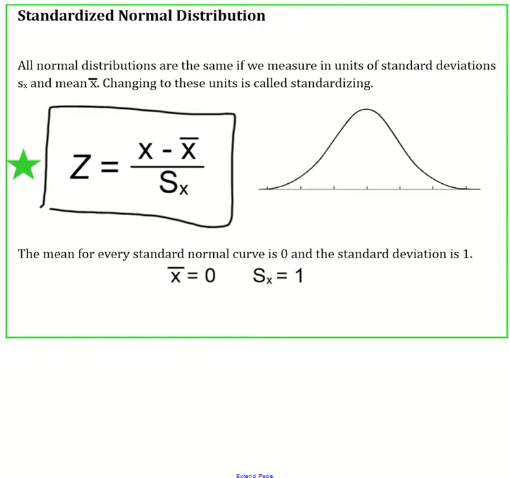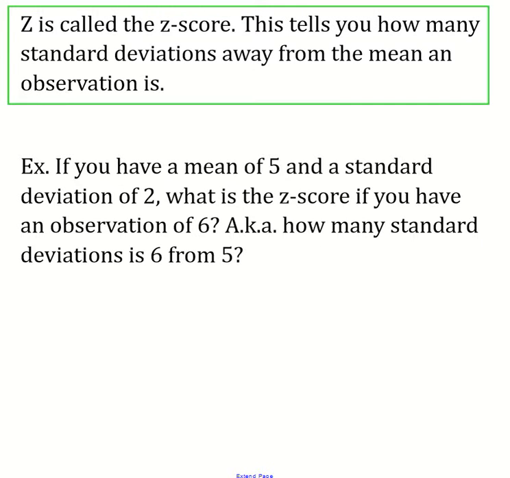A z-score is just how far away from the mean things are. It standardizes our data. The mean for every standard normal curve becomes 0, and the standard deviation is 1 for every curve. The z is called the z-score. It tells you how many standard deviations away from the mean an observation is.